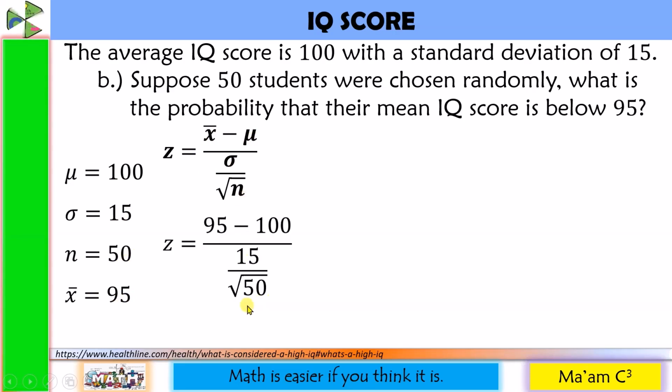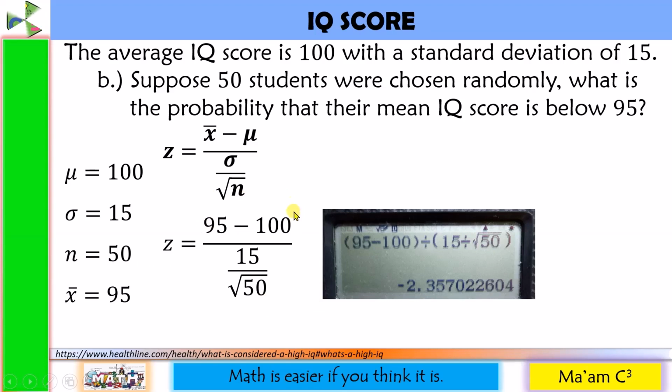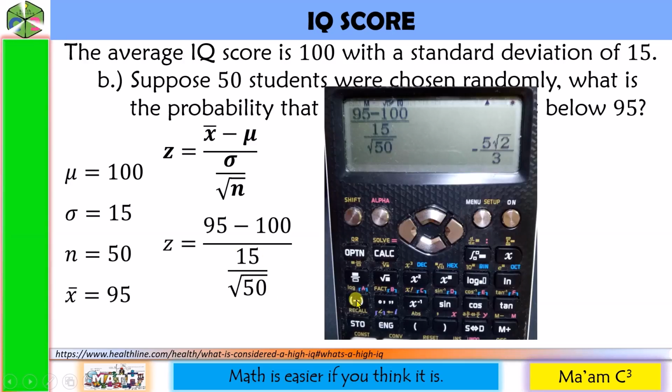Others are having a hard time entering this in a calculator, so let me show you. Just make sure that your numerator is one group and your denominator is another group. So open parenthesis, 95 minus 100, that is your numerator, close parenthesis, and then divided by, so you have division here. Open parenthesis again, 15 divided by square root of 50. And then close parenthesis. So this group is for your denominator, and this will be your answer. Other calculators are capable of entering in this manner. So this will be the answer.